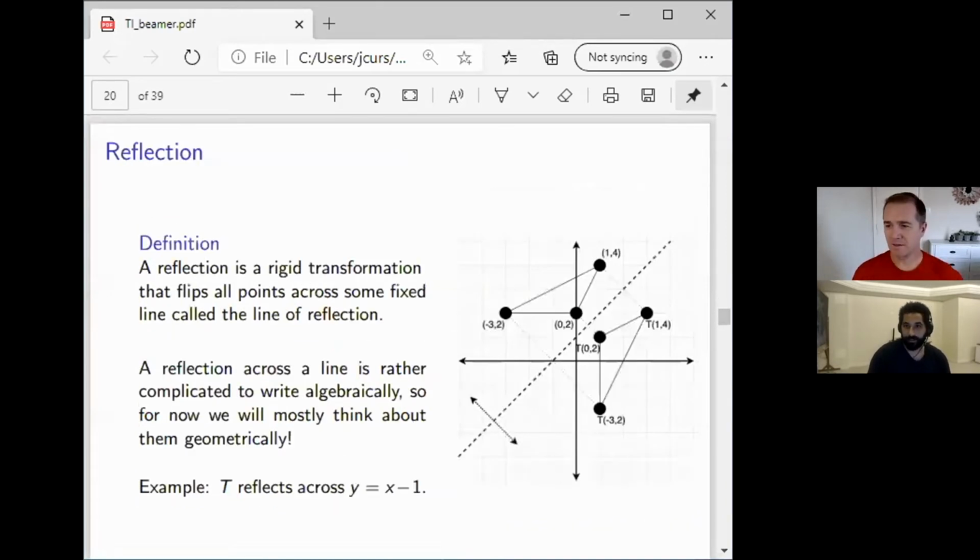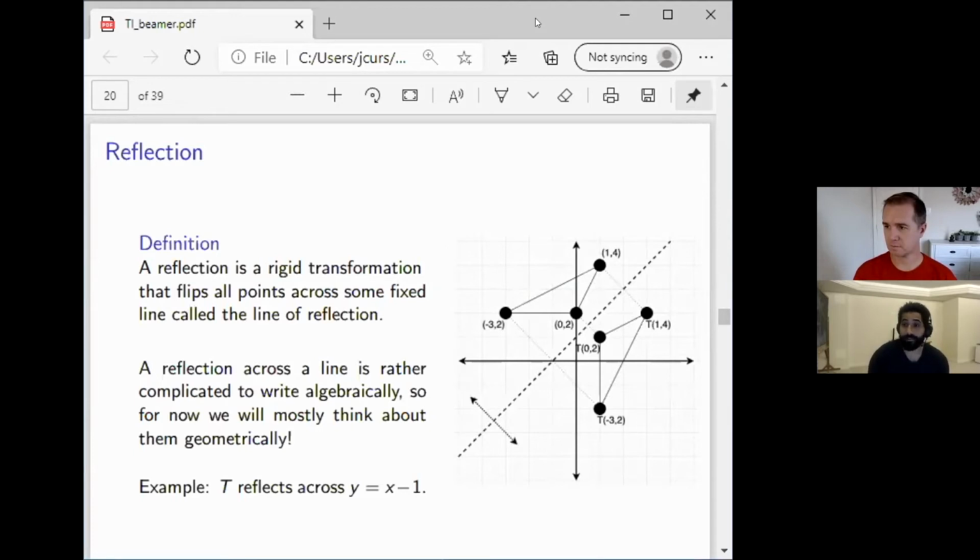Let's talk reflection. So a reflection is just a rigid transformation that flips all the points across some fixed line. And we're going to call this line the line of reflection. So this one is actually much more complicated even than rotations to write sort of a closed form formula for it algebraically. So I really think it's best we just think about this one geometrically without writing a general formula for it. And an example could be reflecting points across the line y equals x minus 1.